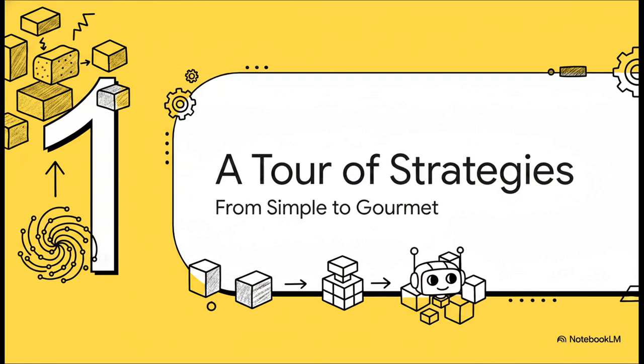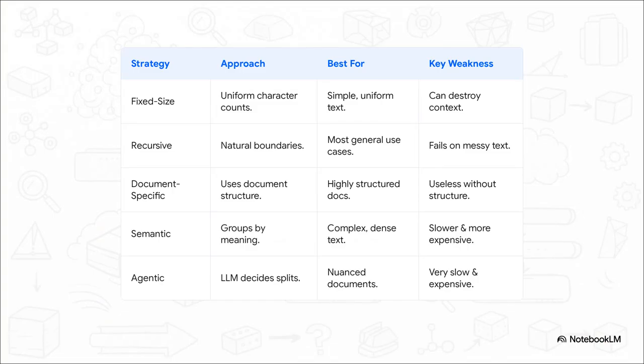But, as you can probably guess, not all chunking methods are created equal. So let's go on a little tour of the main strategies out there, starting with the simplest of slices and working our way up to the more, let's say, gourmet AI-powered portions. This table really lays out the whole landscape for us. Think of it as a spectrum.